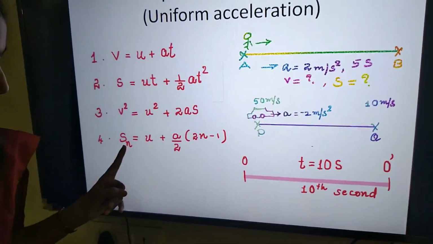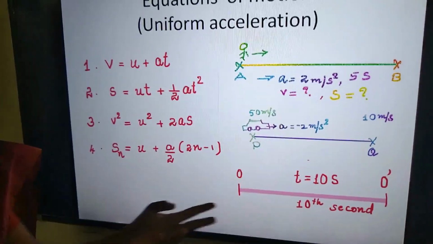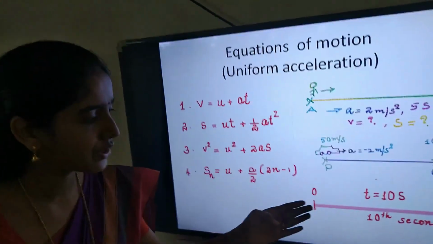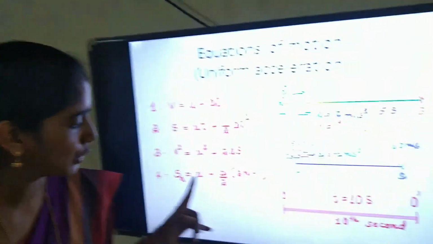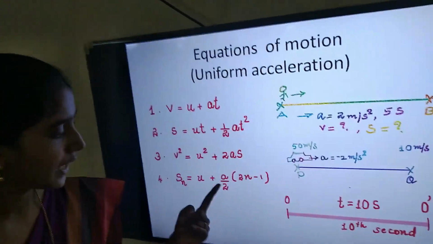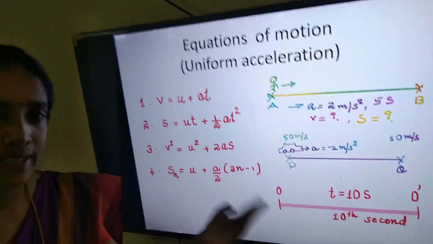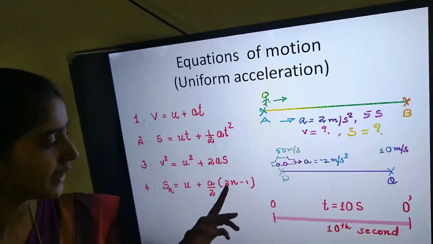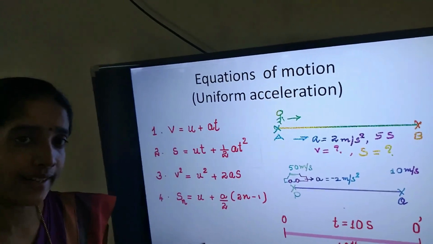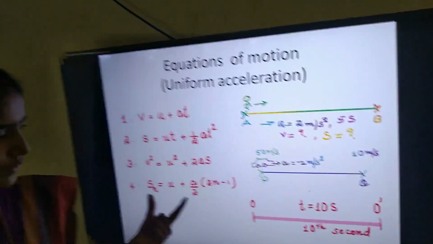We will write S10. What is meant by 10 here? This n represents which second. So the 10th second. Here we write S10 is equal to u plus, if the question says the person starts from rest, u will be 0, plus a by 2. What is a? The uniform acceleration of that object. Then 2 into 10 minus 1. That 10 is the time, the 10th second. So when you simplify this, you directly get the distance traveled by the person in the 10th second. So this is the use of this equation.